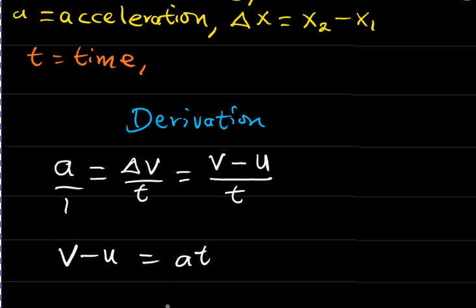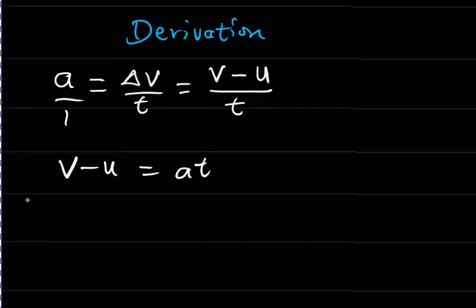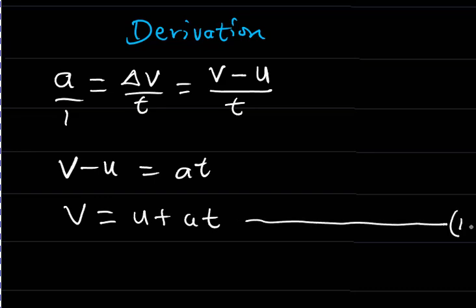If I make v, the final velocity, the subject, I'm going to have v is equal to u plus at. So anytime you are asked to derive the expression for the first equation of linear motion, this is how it is derived. So this is the number 1 derivation.